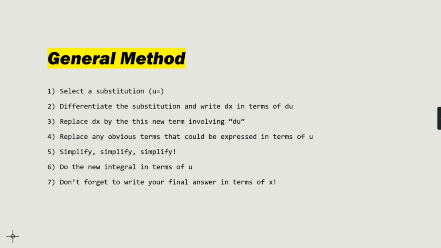The next step is to replace any obvious terms that could be expressed in terms of u. This will make more sense in a moment, but we're trying to get everything in terms of u. Step 5 is simplify, simplify, and simplify. You want your integral to be as easy as possible with everything in terms of u and maybe a single term if possible. Step 6, you do the new integral in the same way you would with any other thing that's involving x. And finally, don't forget to write your final answer in terms of x, because of course the initial question will be to work out the integral in terms of dx, so you need to give your final answer with x. Now this probably doesn't make much sense in terms of words, so let's go through a few questions that will hopefully make it make sense.